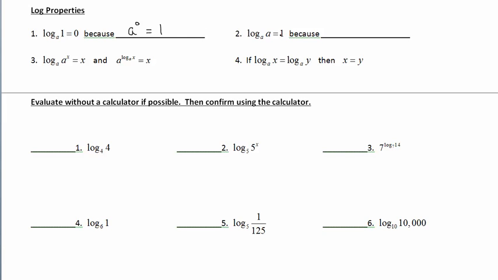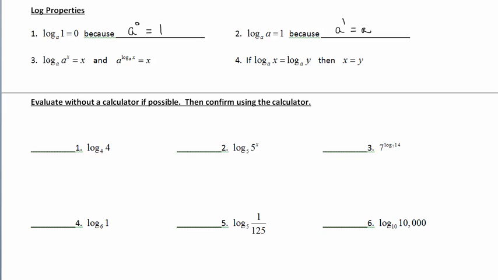Property 2. Why is it true that the log base a of a equals 1? Well, changing this to exponential form verifies that it's true, because when I change it to the exponential form, a, the base, raised to the 1 power, is supposed to equal this value right here of a. And that's true. I don't have to show the 1. It's understood.